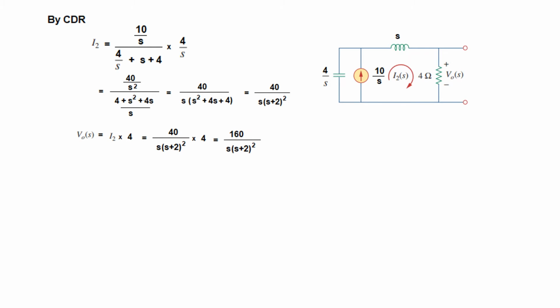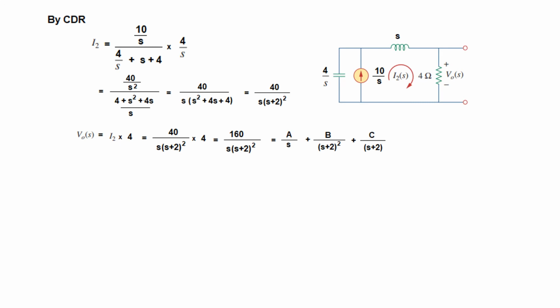Now we know that the output voltage will be I₂ times the resistance 4. So V₀(s) will be I₂ times 4, which is 160 divided by s times (s plus 2) whole square. But this is in the Laplace domain. To go into the time domain, we have to use partial fractions. If you have forgotten this formula, you can consult your book, or watch my videos about inverse Laplace transform.